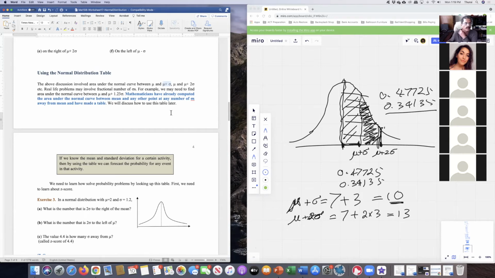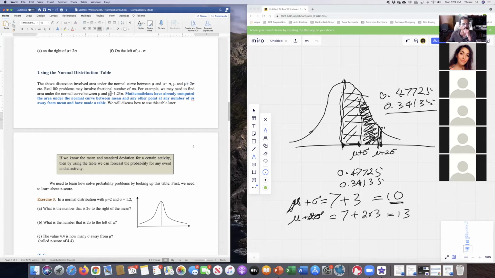For any number under the normal curve, if you want to find the probability between mu and that number, you need to figure out how many sigmas over that you need to go to get to that number. So if it is mu plus 1 sigma, then you look up 1 in the table. If it is between mu and mu plus 2 sigma, in the table, you look up the 2. That number is important to us.